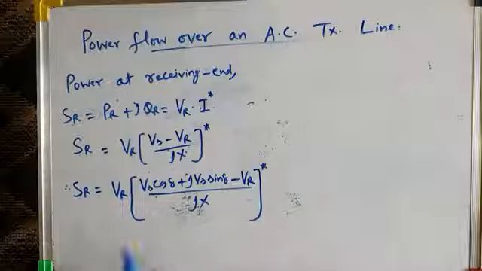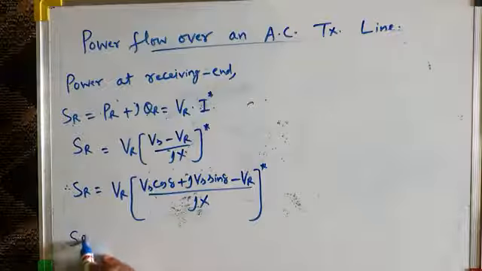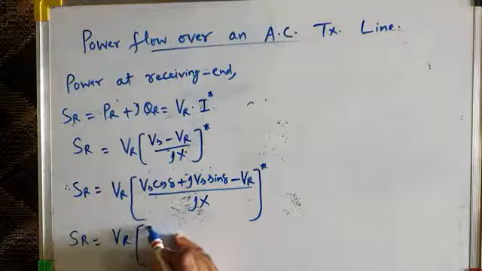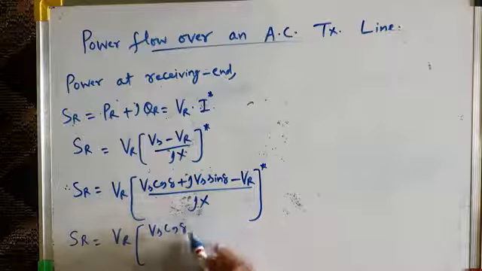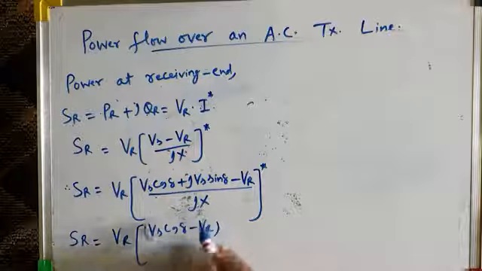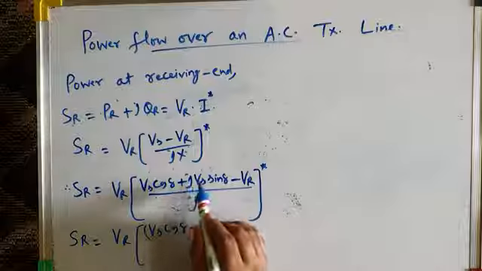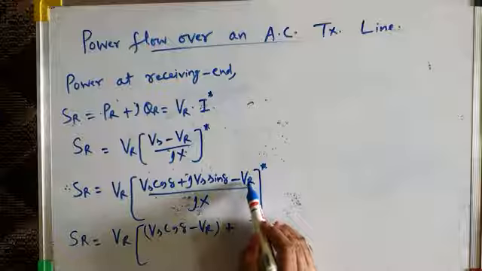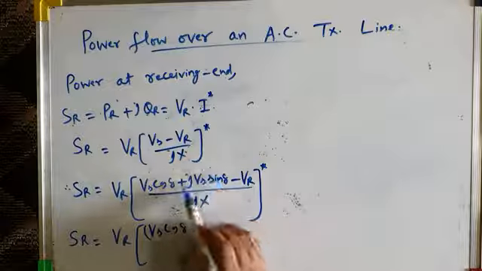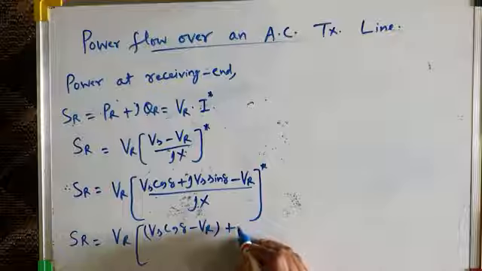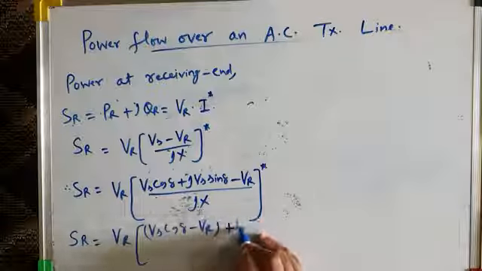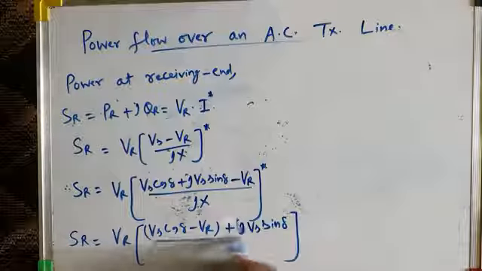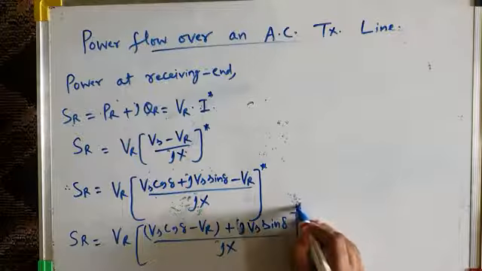So Sr can be written as Sr is equal to Vr times Vs cos delta minus Vr, right? And then I write this imaginary term. I have taken the real terms together. Vs cos delta is the real part, Vr is also a real term, and then this is the imaginary term, plus j times Vs sin delta, whole divided by jX conjugate.